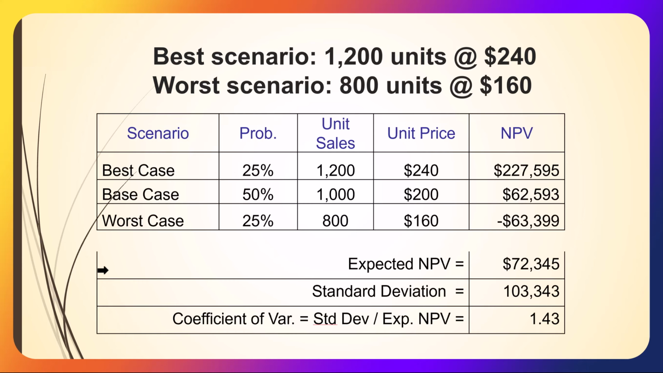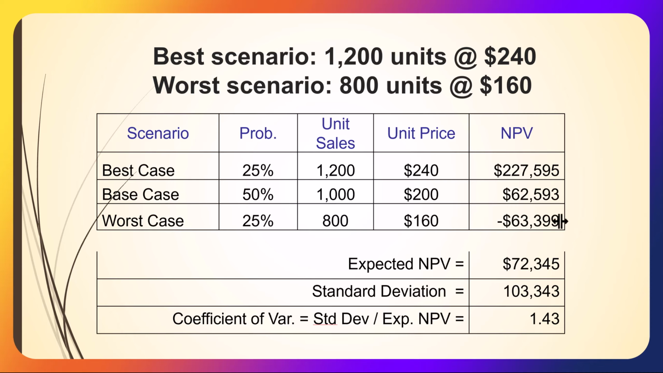So if we look graphically at this, the best case scenario for unit sales is 1,200. The unit price is 240. So that's going to give us the highest net present value. The worst possible case, we'll only sell 800 units and we'll only be able to sell them for $160.